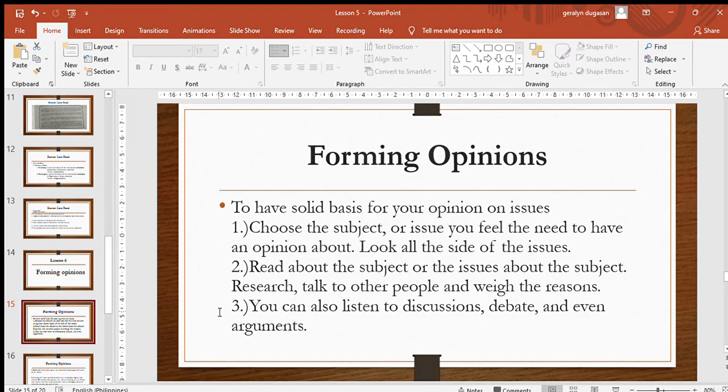Number 3, you can also listen to discussions, debates, and even arguments. Opinions on topics of social significance generate public debate everywhere you go, from the editorial pages of newspapers to national television news, and many points in between. Find out what recognized experts and professionals have to say about the subjects.